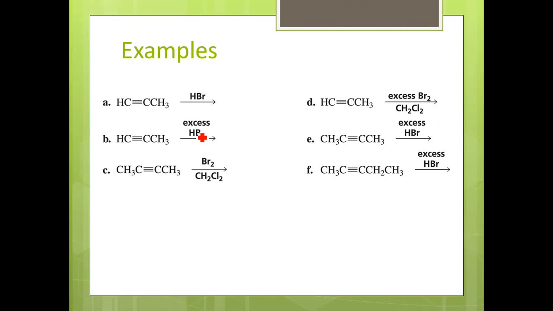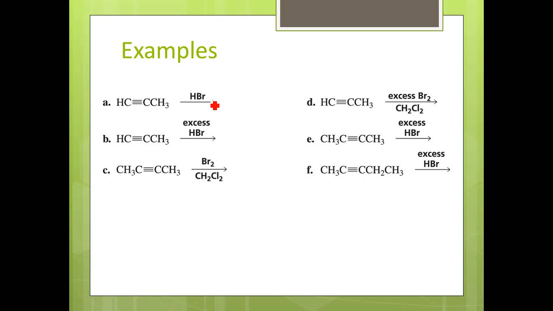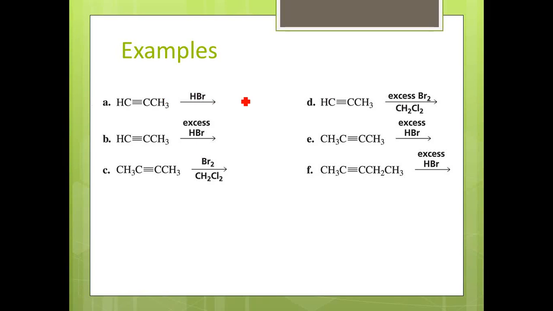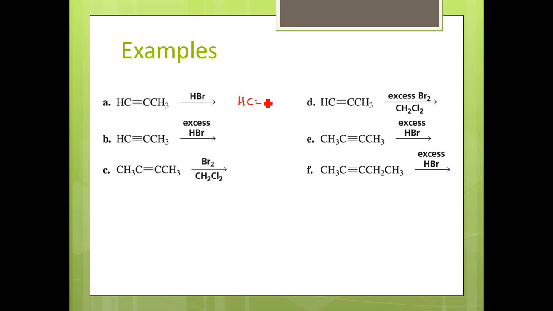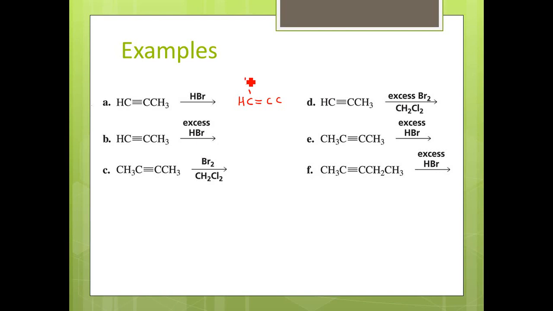Alright, so we have our second one. And just for practice, we're going to focus on this. Now, I have something from the book that shows the differences. What the book wanted us to think about here on A and B is that if we just add one equivalent of HBr, we're going to make a Markovnikov alkene.